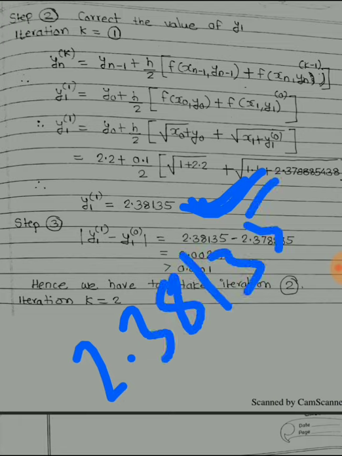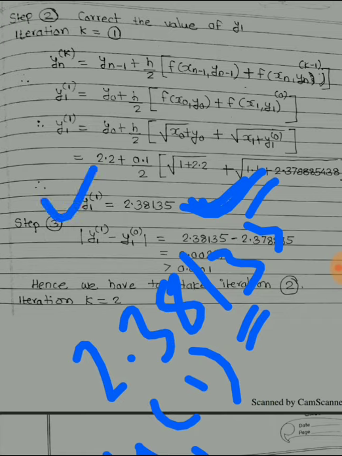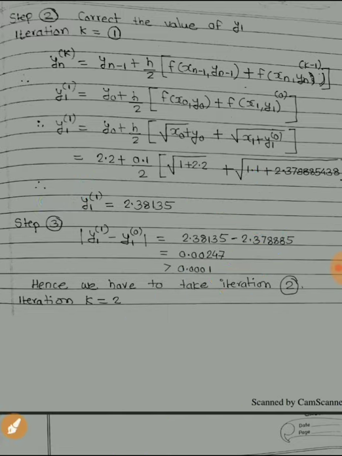2.38135. This is the value of y1 of 1, right? Why I did this is to correct the value of y1, which was already calculated, and now I am trying to correct that. So I have corrected the value, and after correction this was the value.